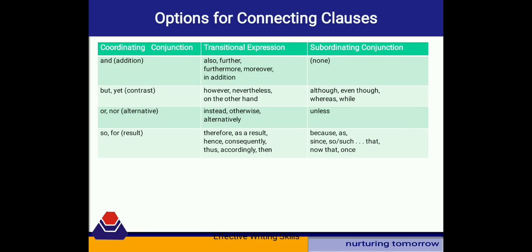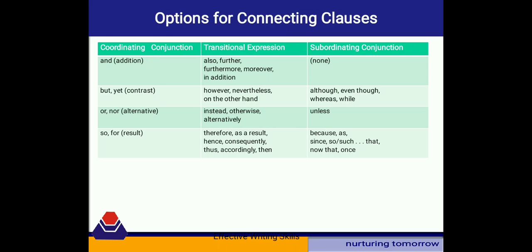Next, we'll talk about the options for connecting clauses. We can connect the clauses by using coordinating conjunctions, by using transitional expressions, or by using subordinating conjunctions. You can see I have taken many examples. For "and," that is addition, a coordinating conjunction is used, but there is no subordinating conjunction for "and." Transitional expressions are there, like also, further, furthermore. So as per the sentence, we can use these.